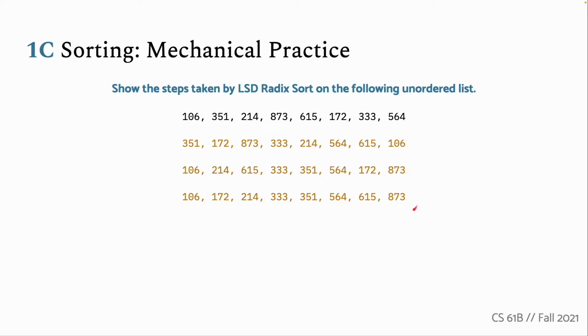Lastly, we are going to do the same thing but by the most significant digit. So 106 comes before 172 in this iteration of the list, so it's going to stay that way down here. 214 is by itself. 333 comes before 351 in the previous iteration of the list, so it's going to stay that way. And the others are the only one of their number that appears, so it's kind of how it's supposed to be.